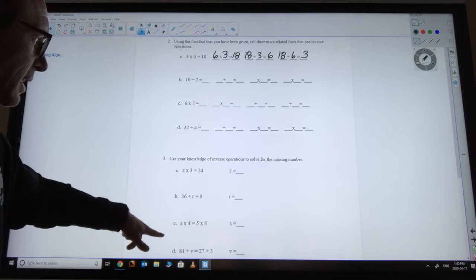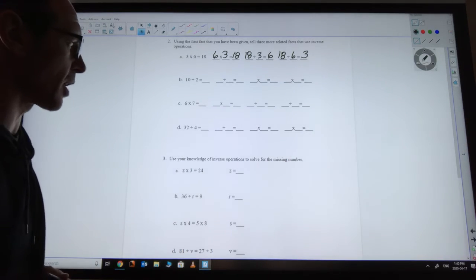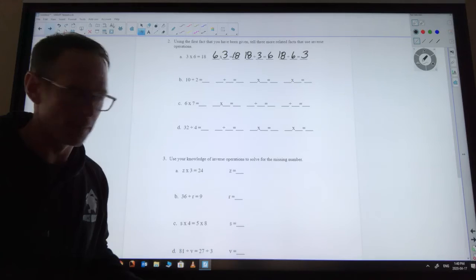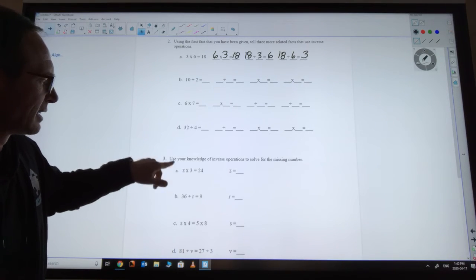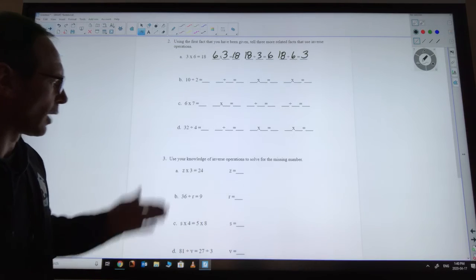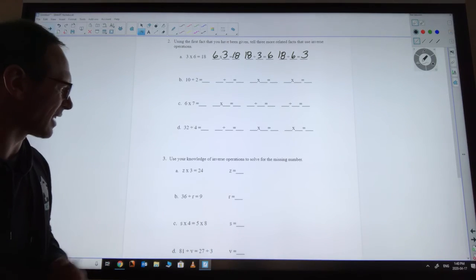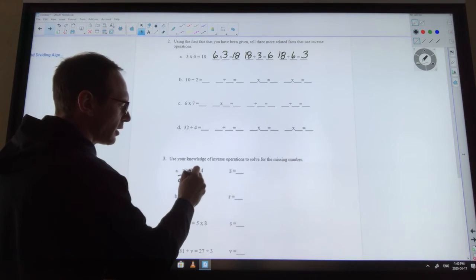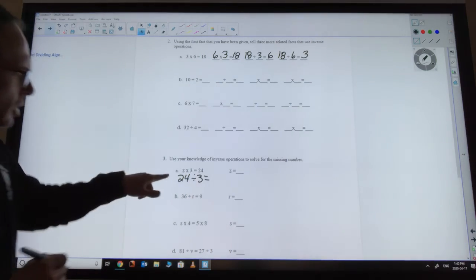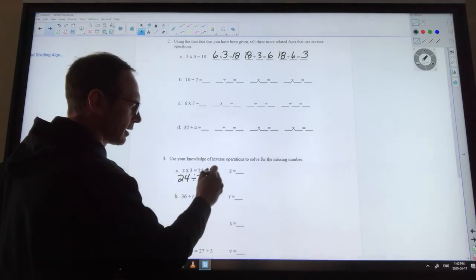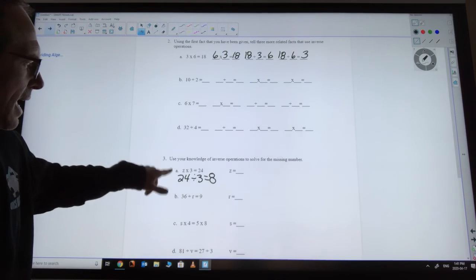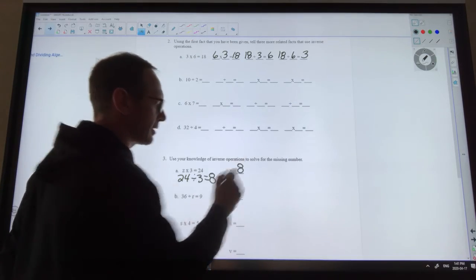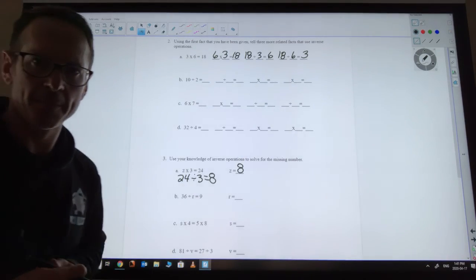But I did want to jump just to this last one here. It says use your knowledge of inverse operations to solve for the missing number. So I've left the missing number as just a letter. In the first one, it's Z. Z times 3 equals 24. Well, I don't know Z times 3 equals 24 off the top of my head, but if I know that 24 divided by 3 is equal to 8, then I will know that 8 times 3 equals 24. So Z would have to be 8. There's 3 more there for you to do.